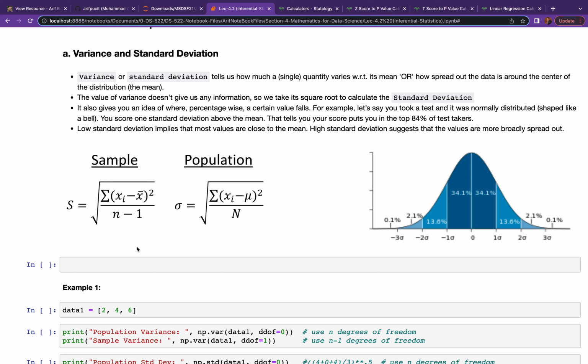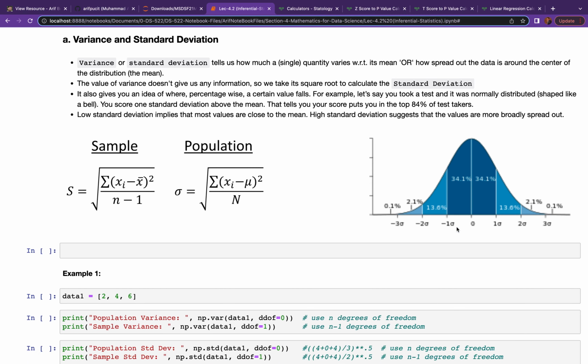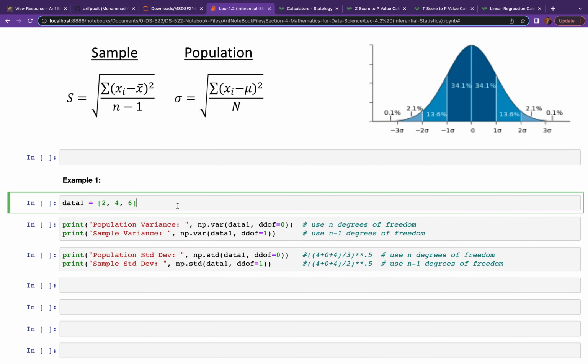But before I do a scuba diving in the ocean of regression analysis, let's have a quick recap of certain important concepts that I think we might have covered in our previous session as well. First of all, the variance and standard deviation. My dear students, the square root of variance is standard deviation, which tells us how much a single quantity varies with respect to its mean, or how spread out the data is around the center of the distribution. Okay, so this is an example.